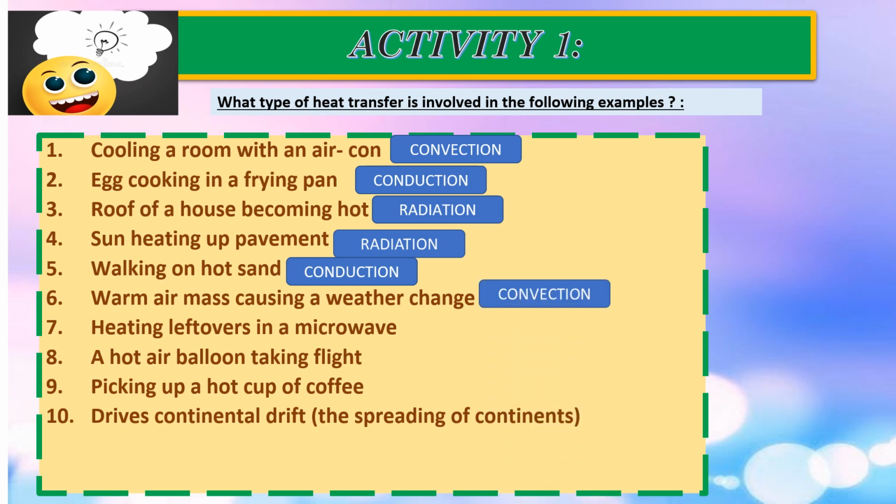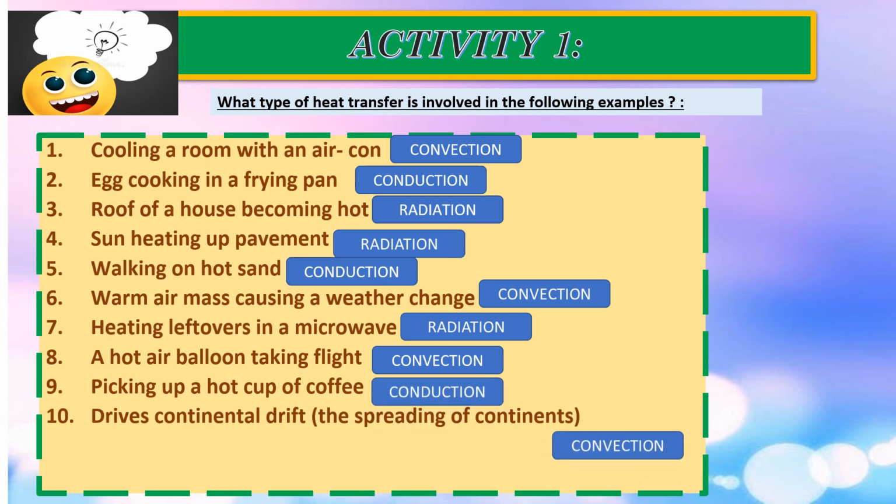Warm air masses causing weather changes is convection. Heating leftovers in a microwave is radiation. A hot air balloon taking flight is convection. Okay, picking up the hot coffee is conduction. And for number 10, drives continental drift is convection.